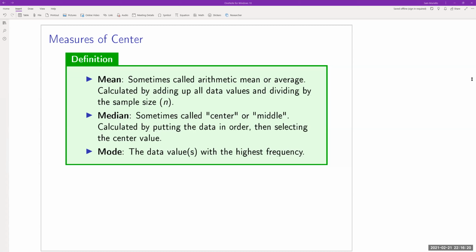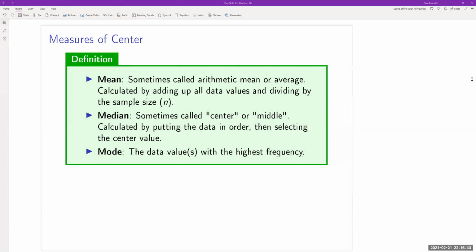Finally, we have the mode, which is simply the data value or values with the highest frequency. Whichever data value shows up the most will be the mode. If there are multiple data values that all have the same highest frequency, then we can call them all modes. And it is perfectly okay for there to be 2 or 3 or more modes.